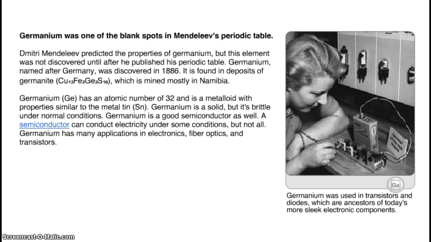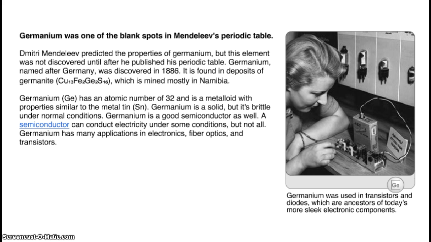Germanium was one of the blank spots on Mendeleev's periodic table. Dmitry Mendeleev predicted the properties of germanium, but this element was not discovered until after he published his periodic table. Germanium, named after Germany, was discovered in 1886. It is found in deposits of germanite, Cu13Fe2Ge2S16, so 13 copper atoms, 2 iron atoms, 2 germanium atoms, and 16 sulfur atoms, which is mostly in Namibia.